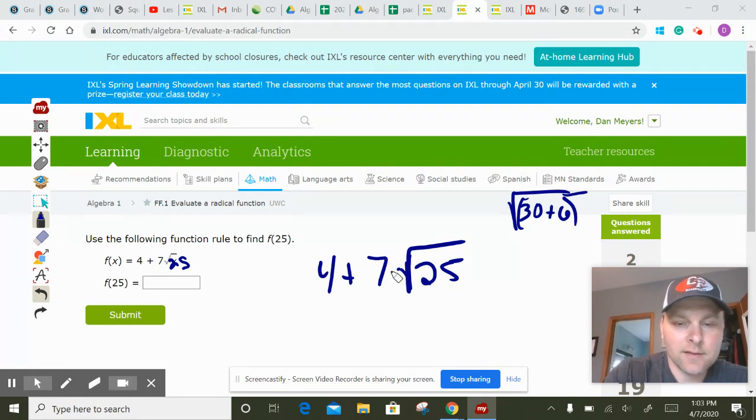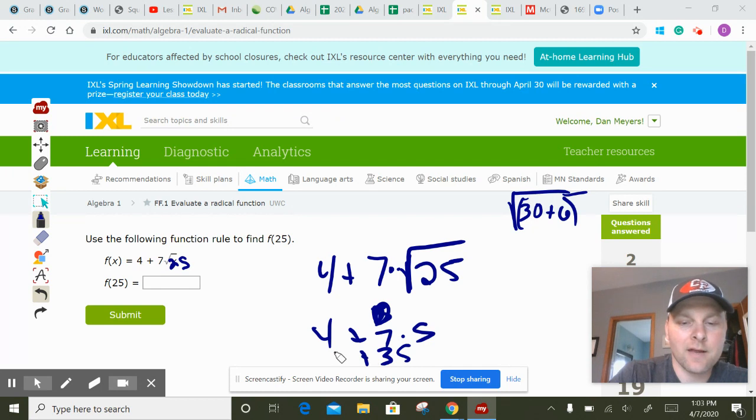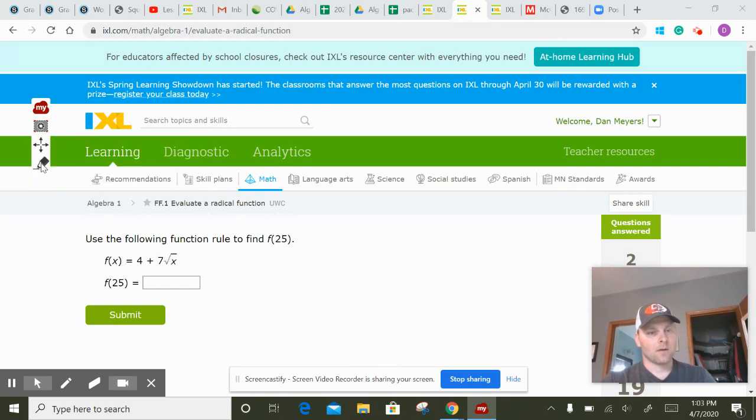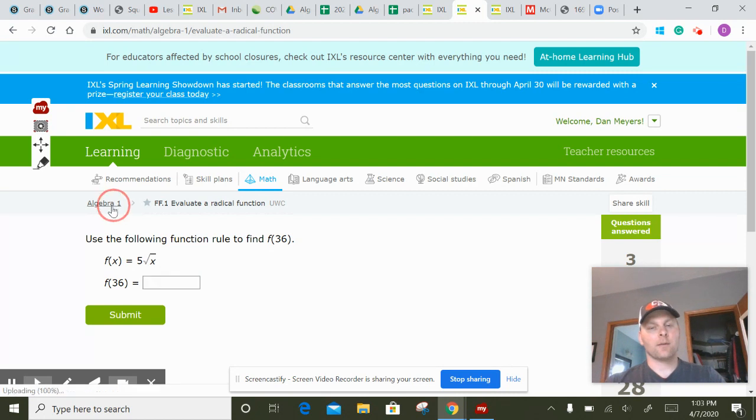So on this one, this is multiplication. We need to do the square root. The square root of 25 is 5. So this is just 7 times 5 here. And the multiplication has to come before addition here. So this is 35. 4 plus 35 should be 39. Let's try it. 39. Submit. There we go. Okay, so FF1, pretty simple, pretty straightforward. I'm going to move on to FF2 now.